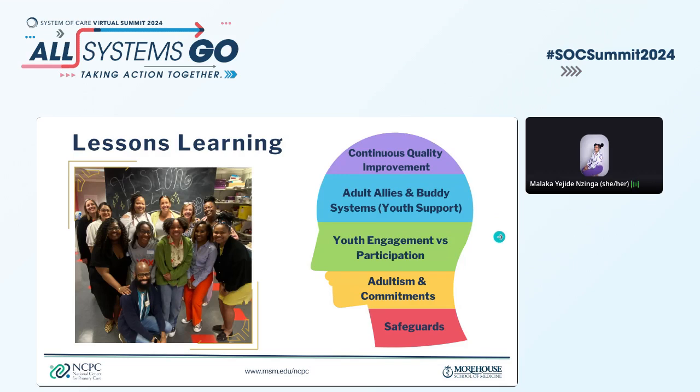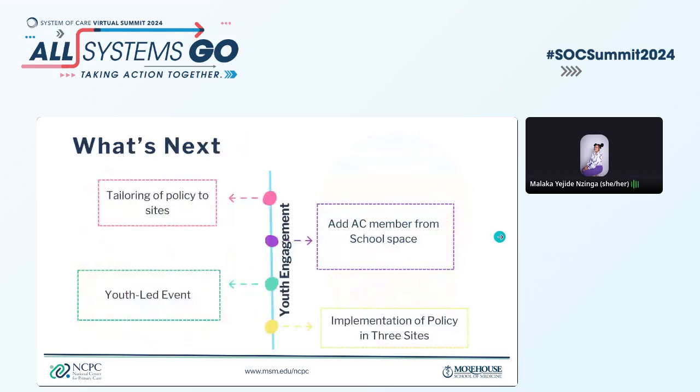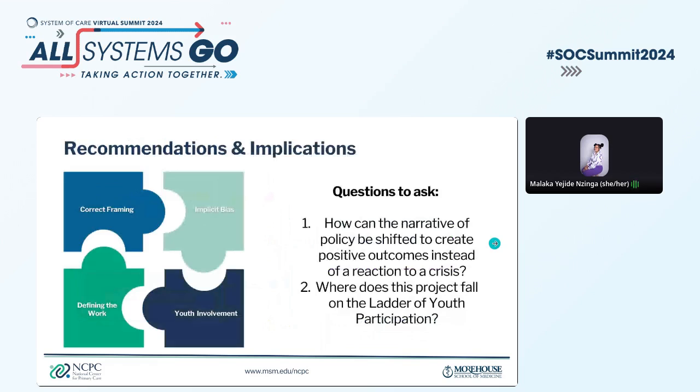And you can see a couple more here. And then, you know, what's next? Some of the things that we're working on next is tailoring our policy to our implementation sites, adding on an AC member from the school space, hopefully from district level, to give insight for our school site, a youth-led event, and then, of course, the implementation of policy in these three sites, which can look different. And we're really excited for what that will look like. And as you can see, youth engagement down the side, because it will be a part of every step within our next processes.